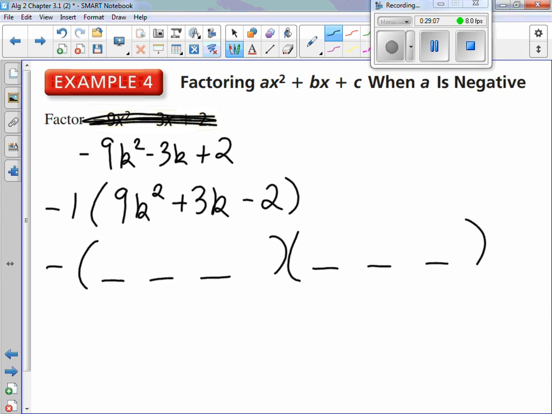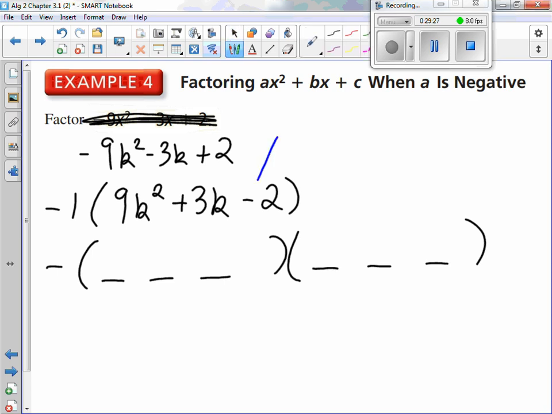Now, if you find yourself having a tendency to lose that negative as you're writing it down from step to step, write negative 1 in there instead. Because it will help you remember that there's a number there.